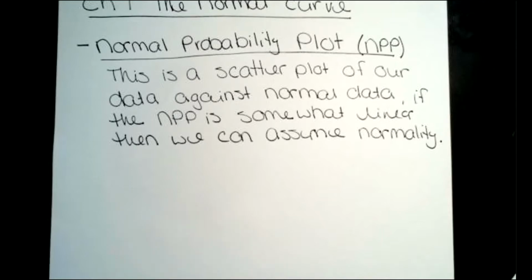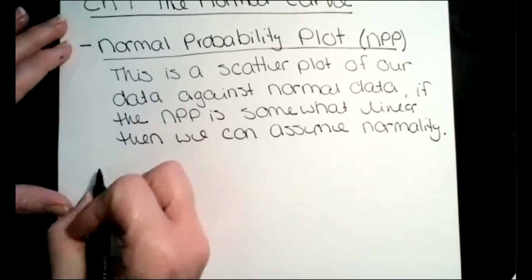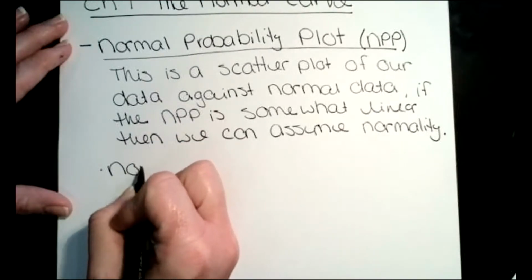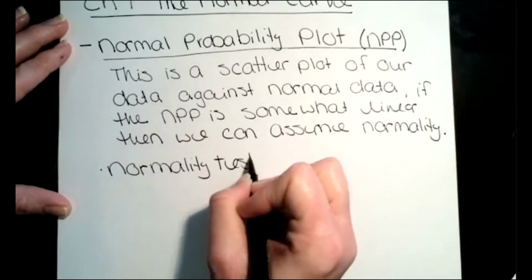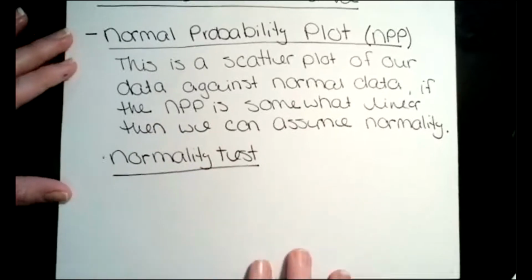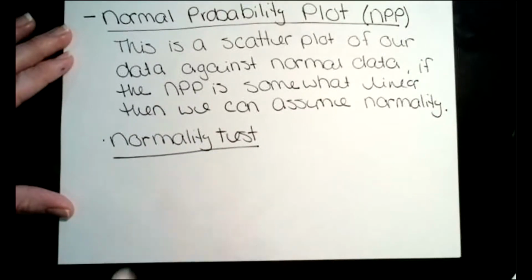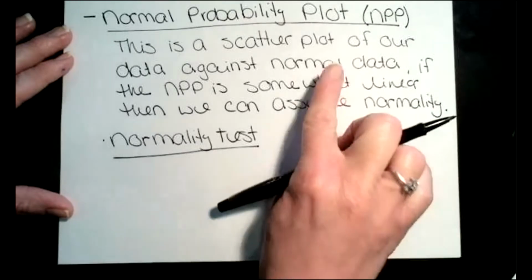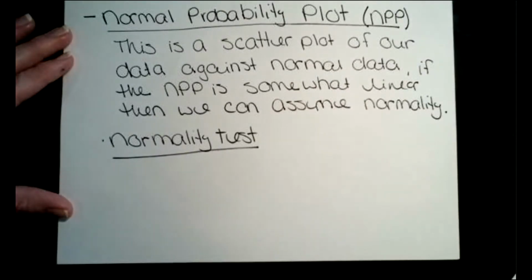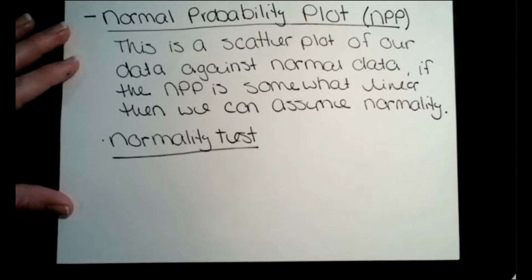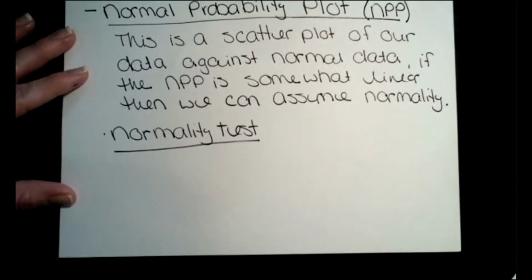And that was great for Stat 1. But now in Stat 2, we're going to take it a step further, and we're going to introduce what we call the normality test. You guys, we use this test throughout the entire course, so it's very important that we understand the normality test and what it does for us. The normality test is going to do the same thing that the NPP did for us in Stat 1, and we're still going to use the NPP. And again, like I said, we're just going to take it a step further.